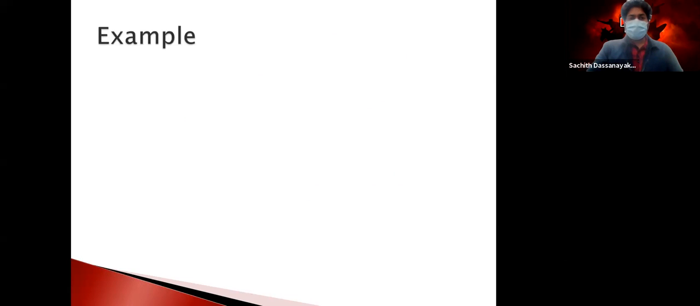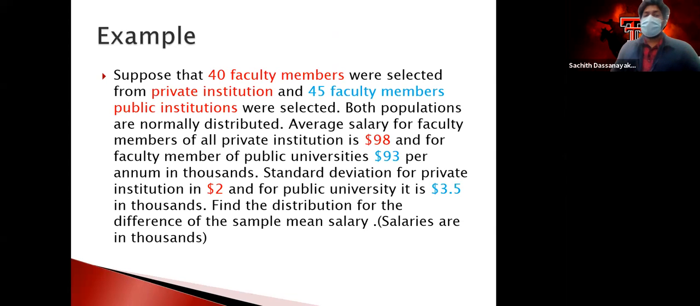Let's check this example here. Suppose we have 40 faculty members selected from a private institution, and 45 from a public institution. Let's say this one is sample N, this one is sample M. They are different samples. Both populations are normally distributed, they have given that.